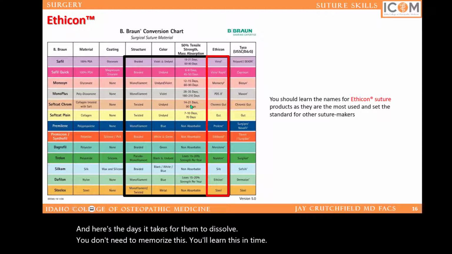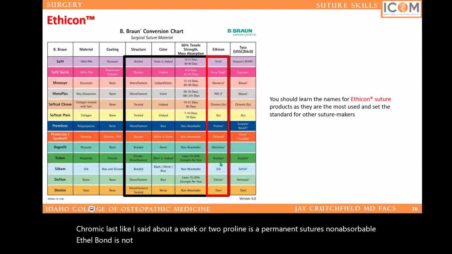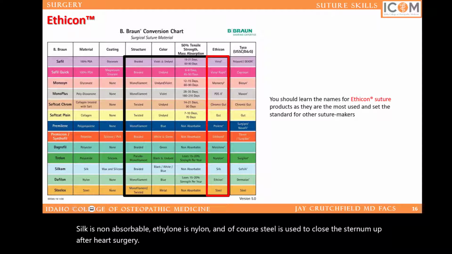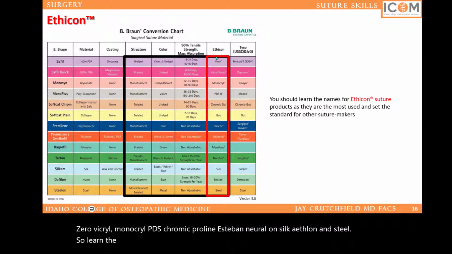Chromic lasts, like I said, about a week or two. Prolene is a permanent suture. It's non-absorbable. Ethibond is non-absorbable. Silk is non-absorbable. Ethilon is nylon. And, of course, steel is used to close the sternum up after heart surgery. So Vicryl, Monocryl, PDS, chromic, Prolene, Ethibond, Nurolon, silk, Ethilon, and steel. So learn the suture names by Ethicon, which is a Johnson & Johnson company.